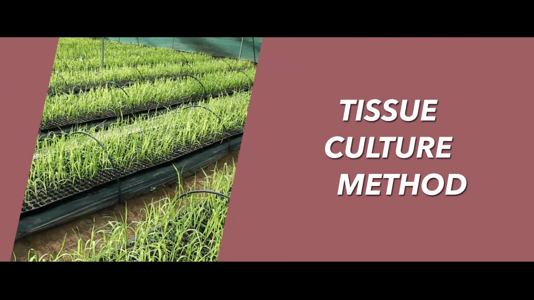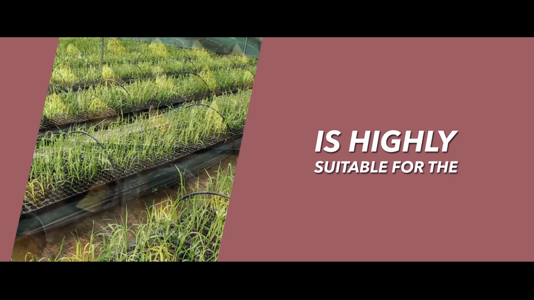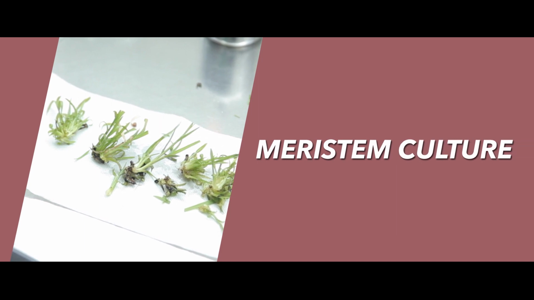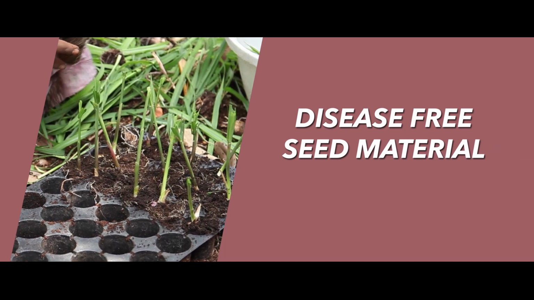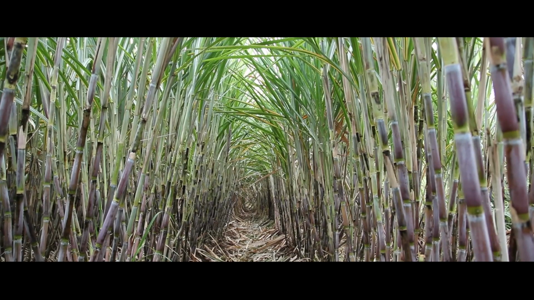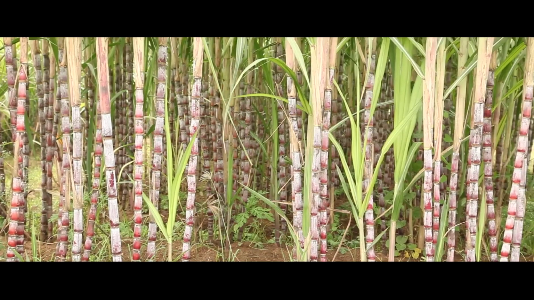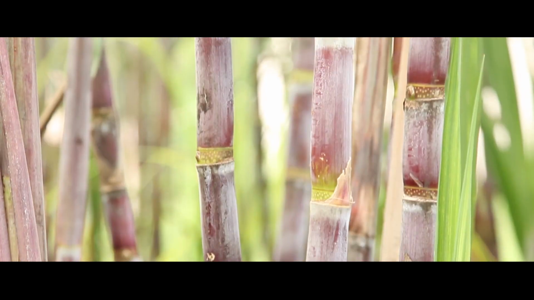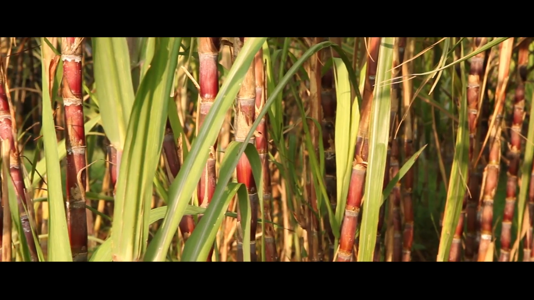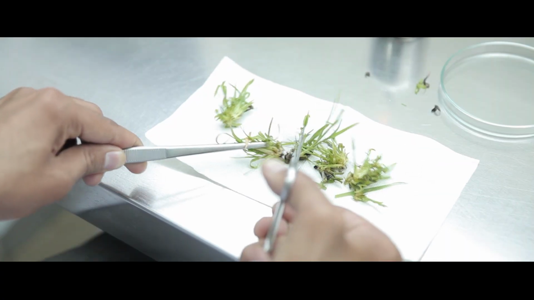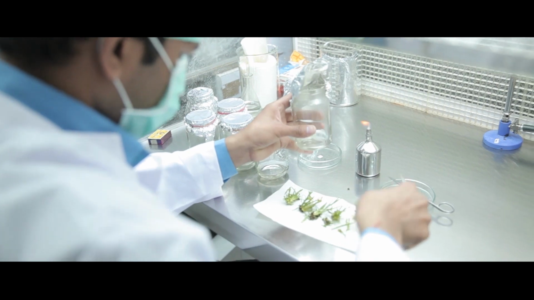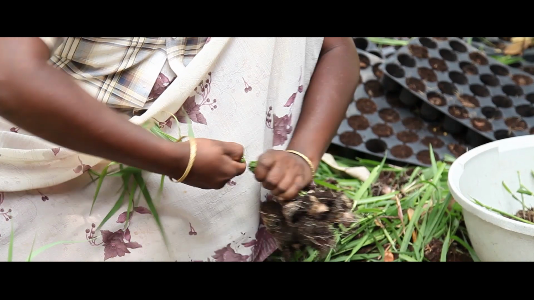The tissue culture method is highly suitable for the rapid seed multiplication of new varieties. By adopting the meristem culture in this method, disease-free seed material may be developed at a faster rate. The micro-propagation technology in sugarcane provides various advantages, the most noteworthy being the rapid multiplication of new varieties. Plants produced through meristem culture are free from diseases and pests.